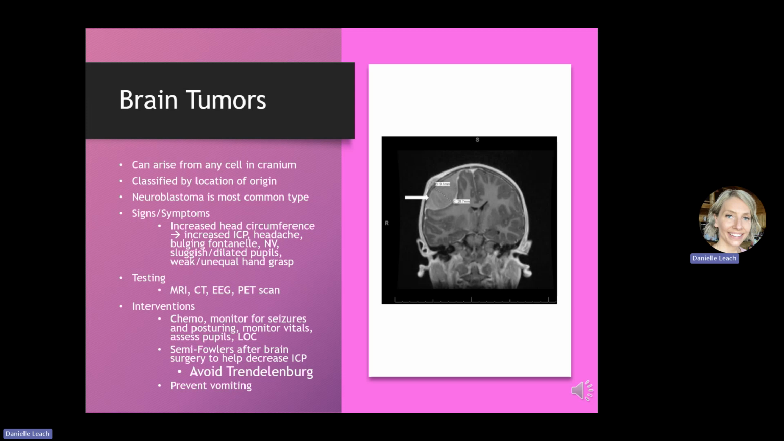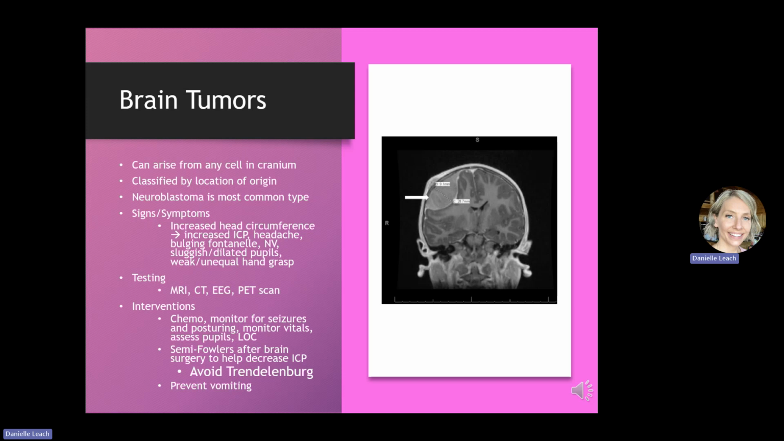If they do have surgery to remove the tumor, after the surgery, we want to keep them in semi-Fowler's position to help decrease ICP. So we don't want all of their cerebral spinal fluid flowing up into their brain and causing an increased pressure. So basically, we want them to be sitting up a little bit. We, of course, want to avoid Trendelenburg.